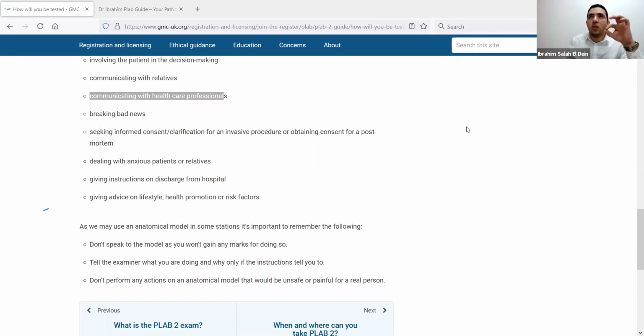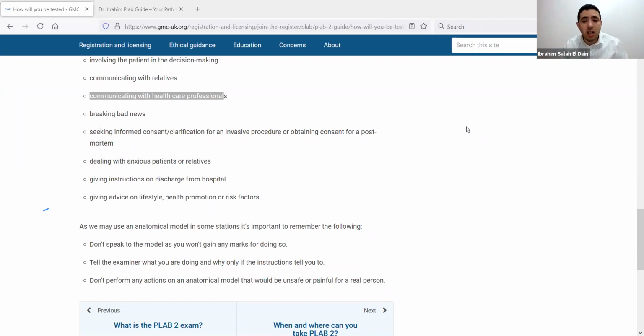Okay, and don't tell yourself I'm in an exam situation, so there's no need to explain everything. Actually, you are in an exam situation, but the examiner is not in an exam situation. He is here to comment and to notice your performance. Why do you need to clarify everything to the patient?